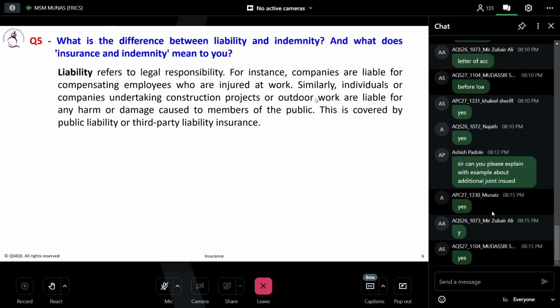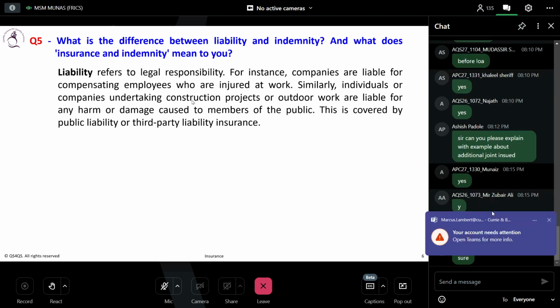Similarly, there are so many responsibilities. That's what you should understand: the rights and obligations within the contract. Those rights and obligations must be delivered by both parties carefully. Otherwise, you will be liable for damage. The same way, indemnity.